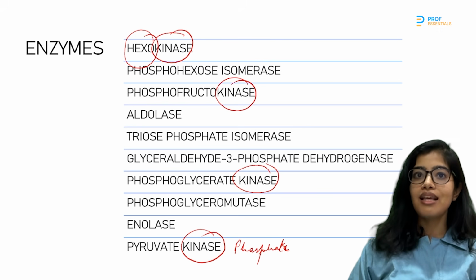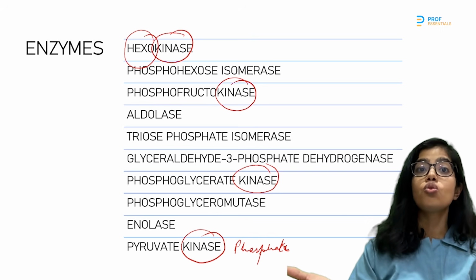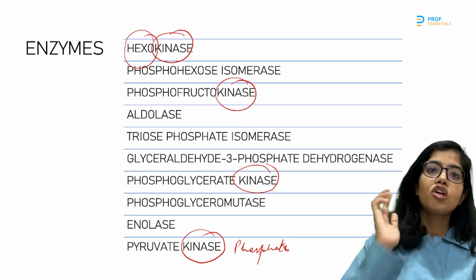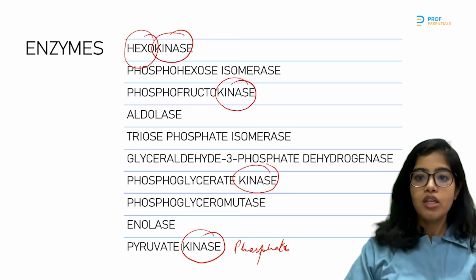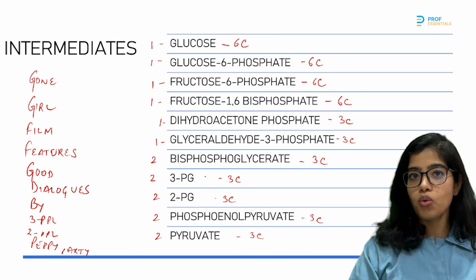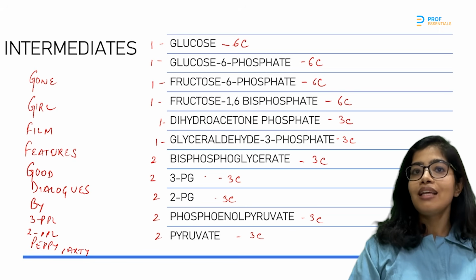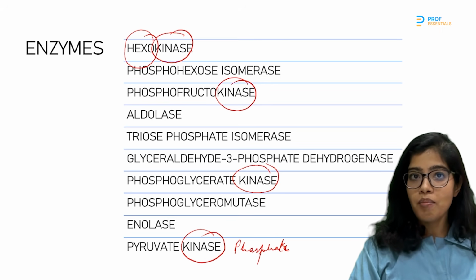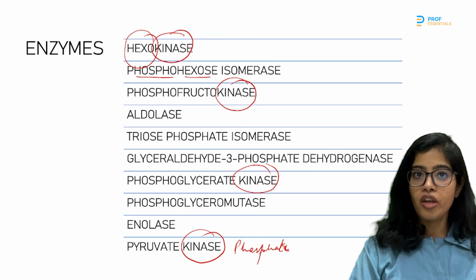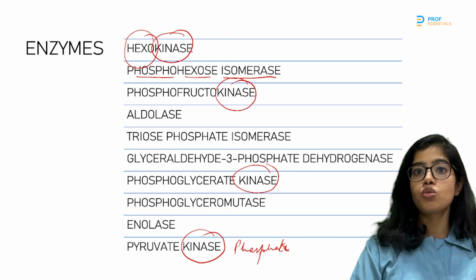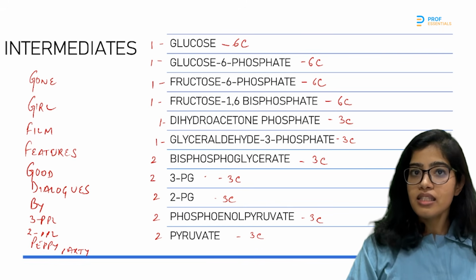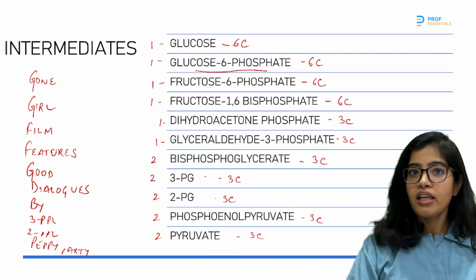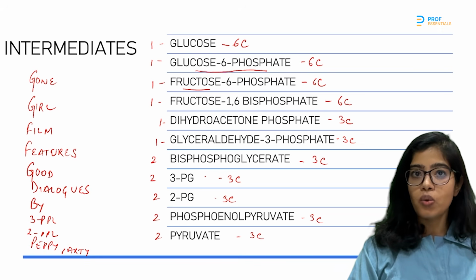So a hexokinase catalyzes the conversion of glucose to glucose 6 phosphate. Got it? Phosphate is getting added onto glucose. Got it? So the first reaction is from glucose to glucose 6 phosphate. The 6 carbon compound, hexo compound, is getting kinased by phosphate. So glucose 6 phosphate. Second is phosphohexose isomerase. That means some 6 carbon compound which has phosphate on it is getting converted into its isomer. Very easy to understand. This is the 6 carbon compound containing phosphate getting isomerized into fructose 6 phosphate.